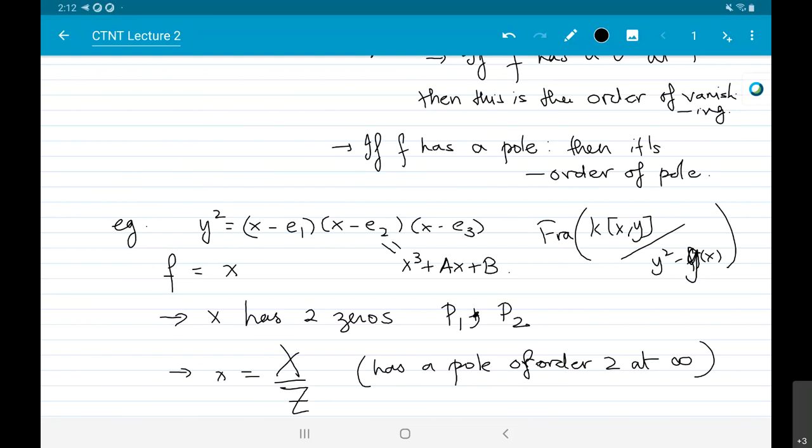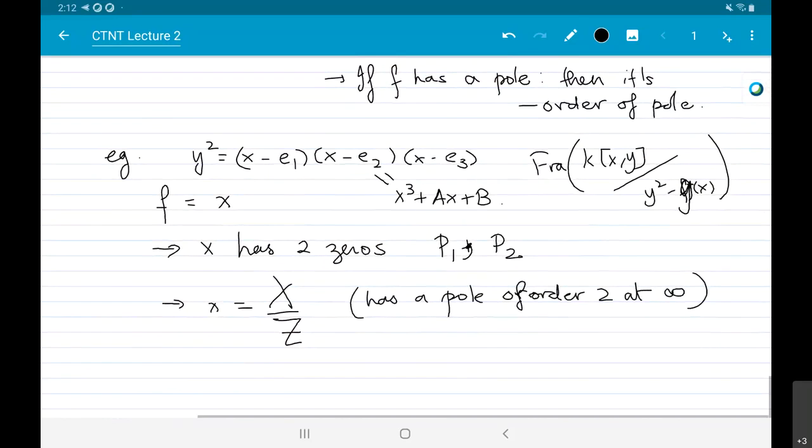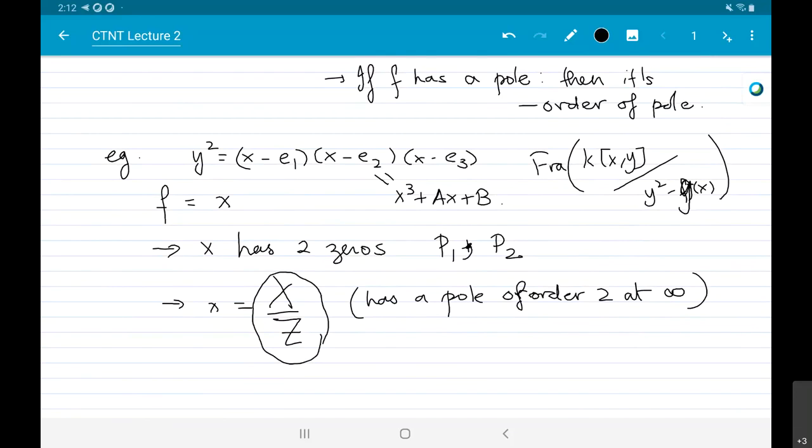And so you can show that this function actually has a pole of order 2 at infinity. The order 2, I'm going to leave as an exercise. Great. So the divisor corresponding to x is p1 plus p2 minus twice infinity.